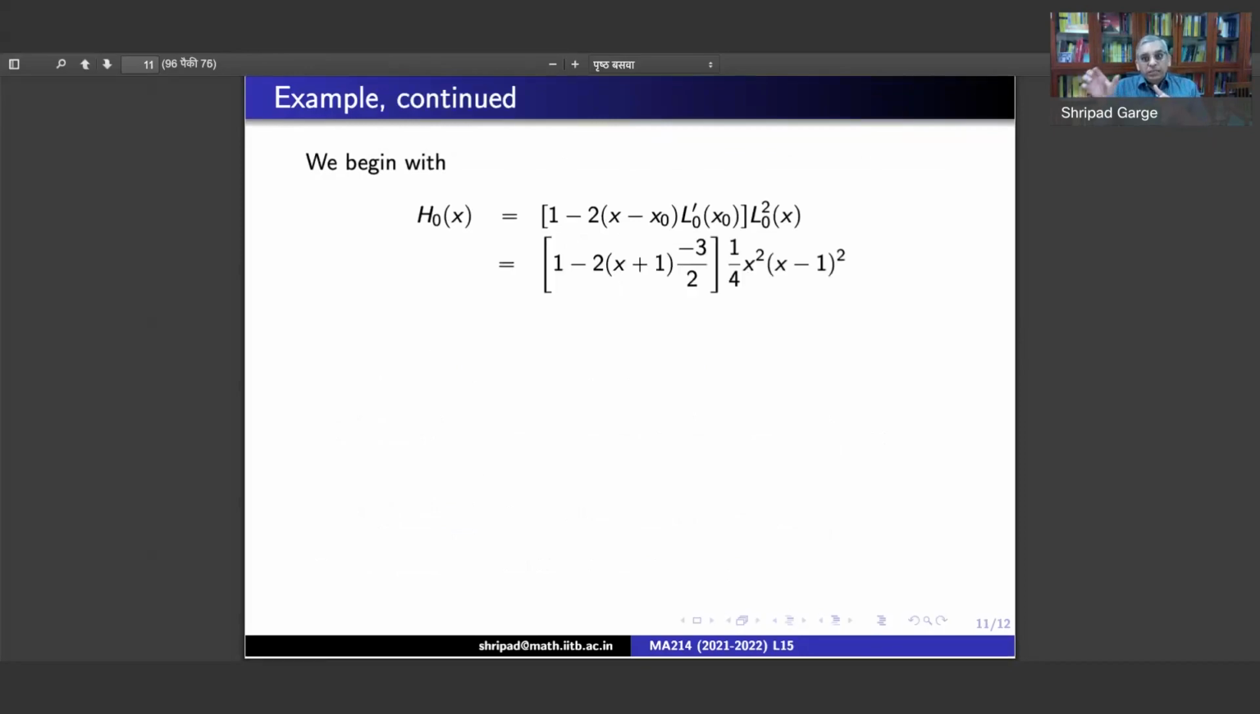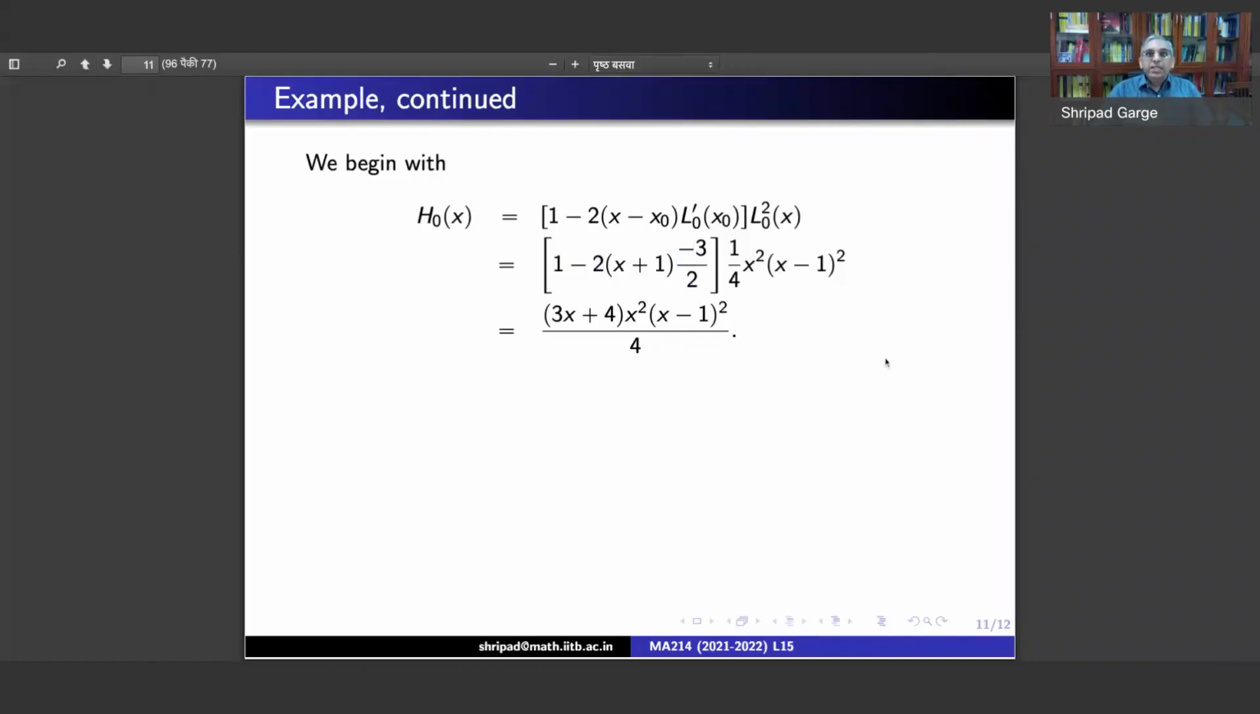And your L0 square will become, L0 was 1 by 2 x into x minus 1. So the whole square is 1 by 4 x square x minus 1 whole square. When you simplify that out, you get (3x plus 4) into x square into (x minus 1) whole square divided by 4. This 2 inside gets cancelled with this 2, this negative gets cancelled with this negative, and then you have the corresponding simplification.